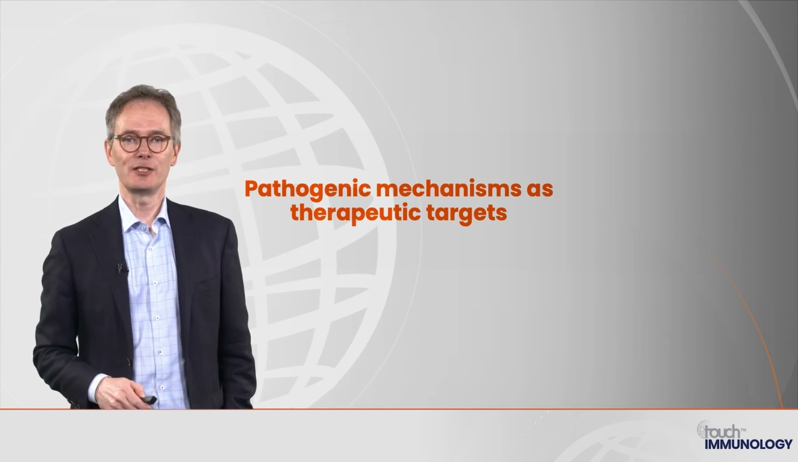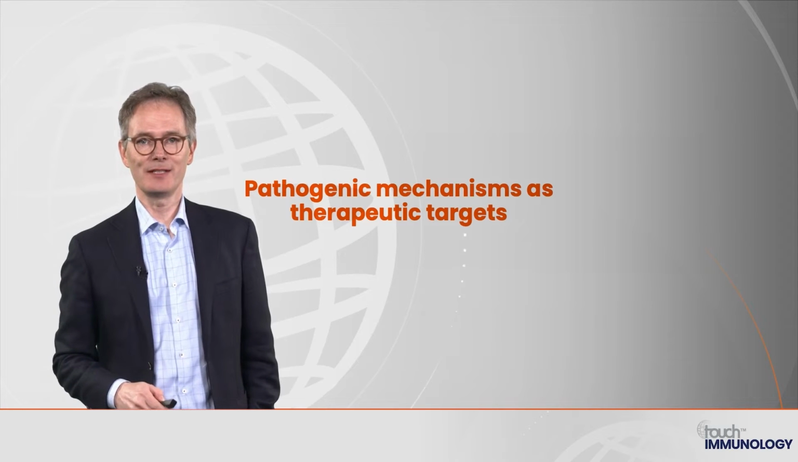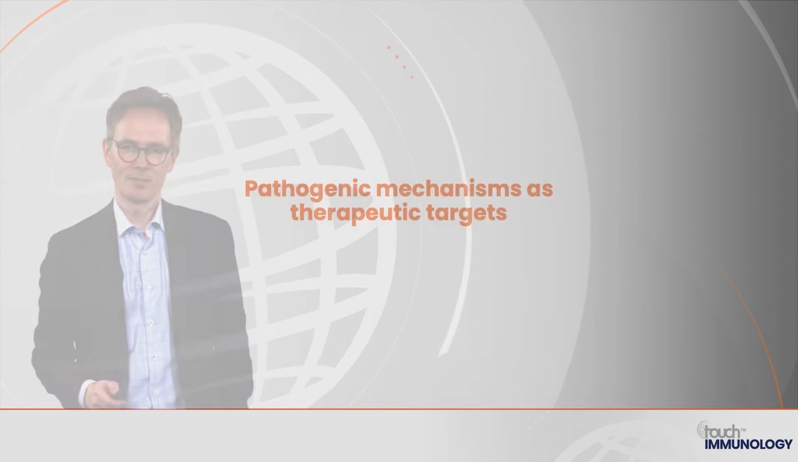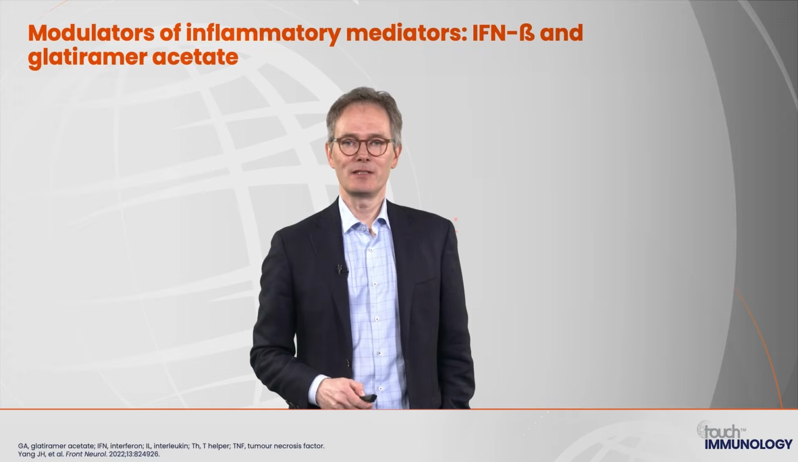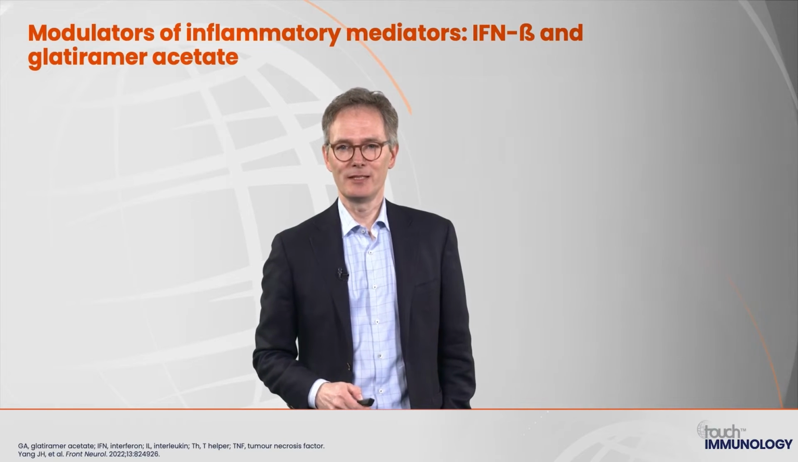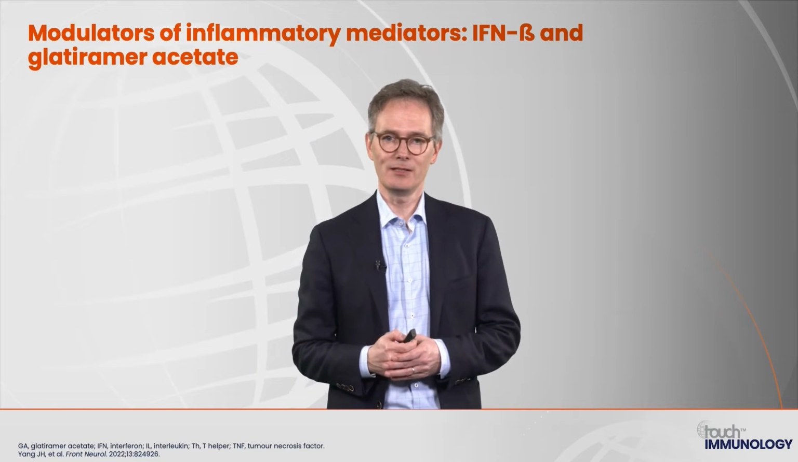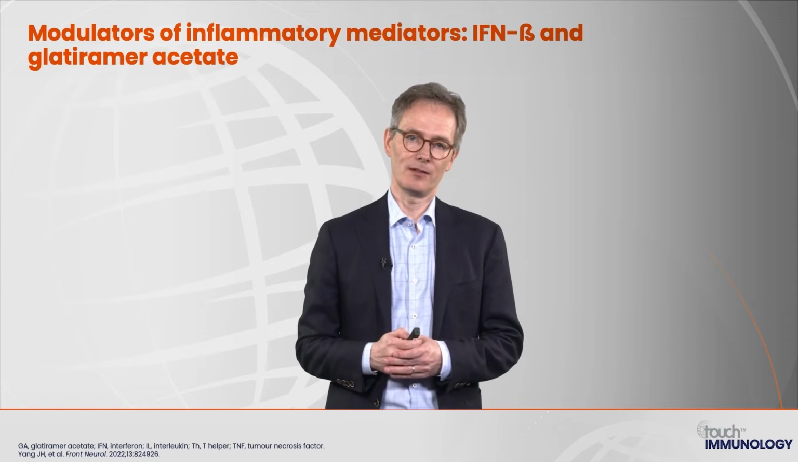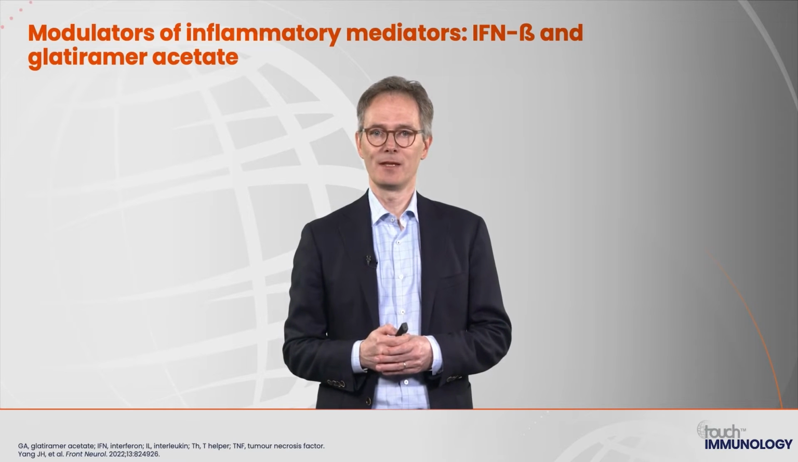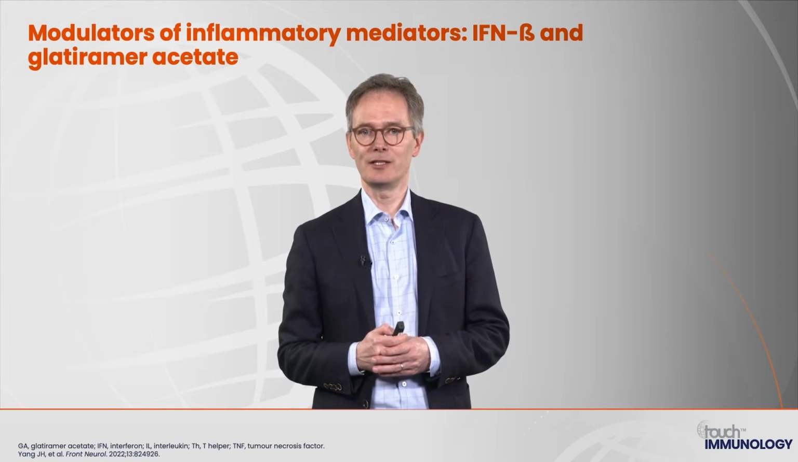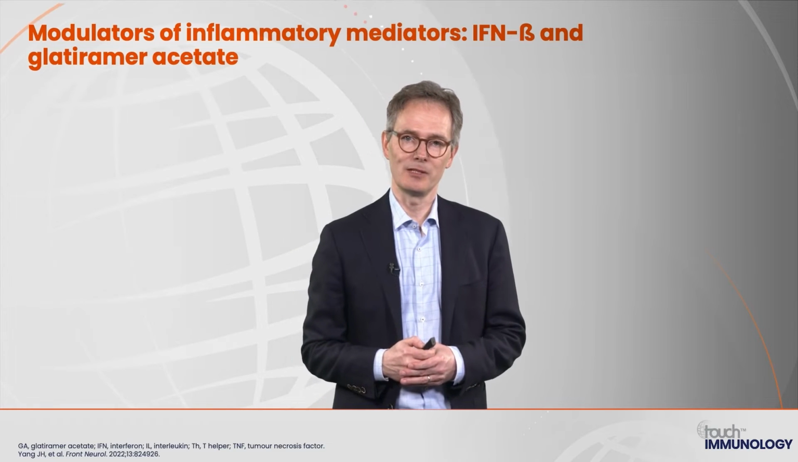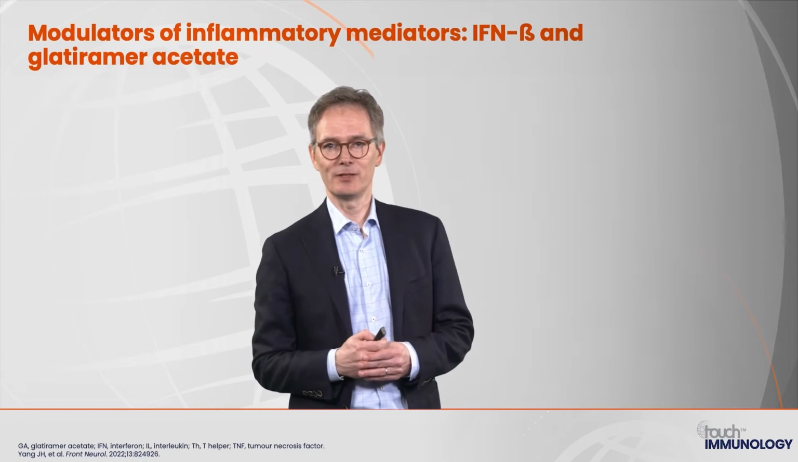So in this next section, I will talk about pathogenic mechanisms as therapeutic targets. The first treatments that were introduced in multiple sclerosis were interferon beta and glatiramer acetate, GA. Interferon beta was initially thought to be an antiviral drug because it was thought that MS is initiated by a viral infection and therefore an antiviral treatment might really benefit. Interferons worked, but probably via different action.